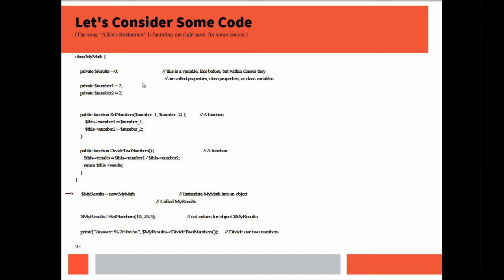Now, our class sits there and does absolutely nothing until we instantiate it, and even then it does nothing more than form an object when we do instantiate it. So we instantiate it by saying create a new object called MyResults from MyMath class. So now we have created an object which sits in memory waiting to do something, and class MyMath sits there waiting to be called into, instantiated into another object if needed.